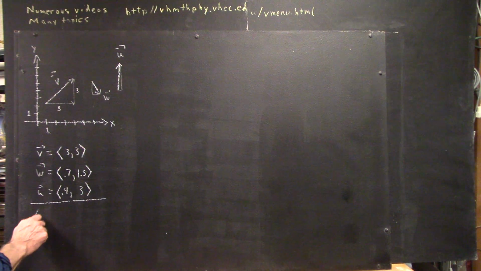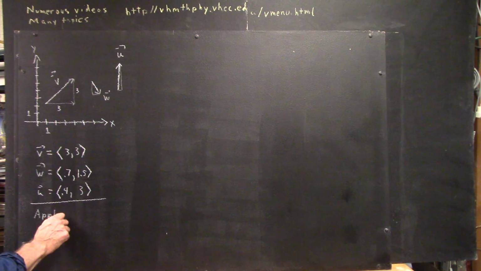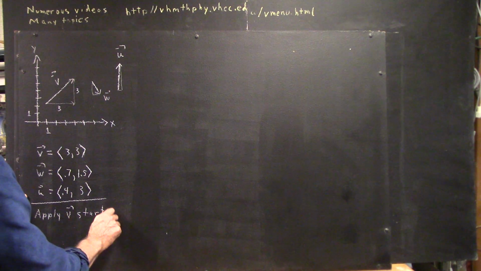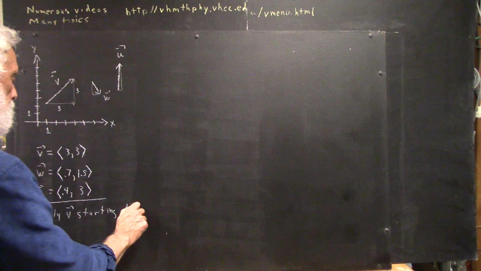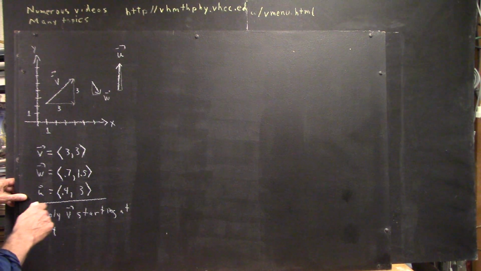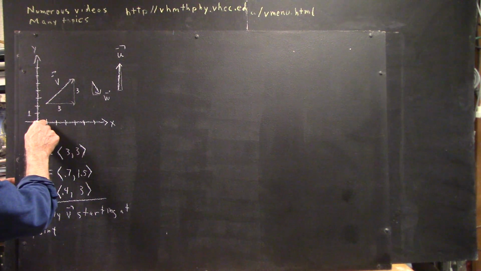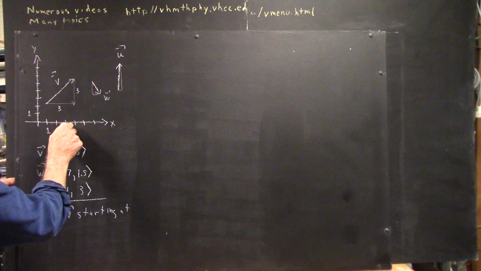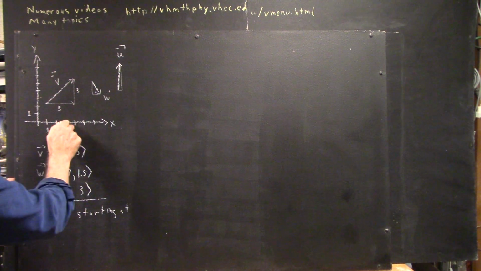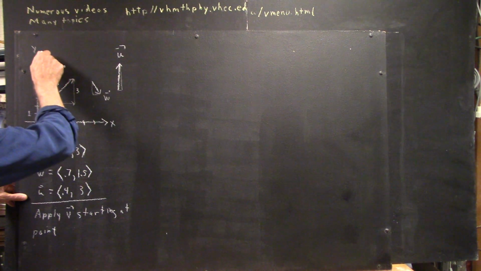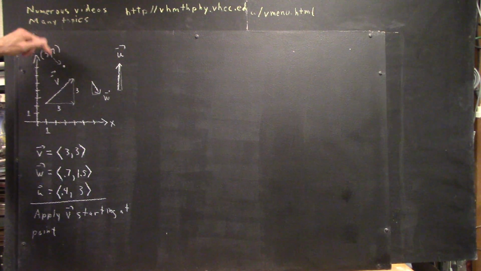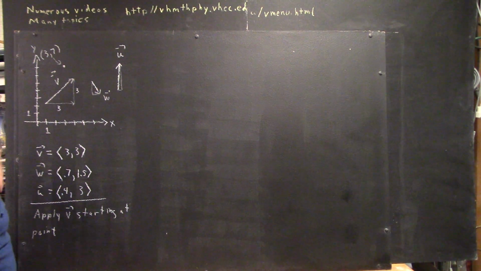Now let's see, if we apply V, starting at the point, oh, let's just pick a good point. Let's pick the point 2, now let's go 3, and 1, 2, 3, 4, 5, 6, 7, 3, 7. So now here's the point 3, 7, and I'm using regular old parentheses to indicate the point in the plane.